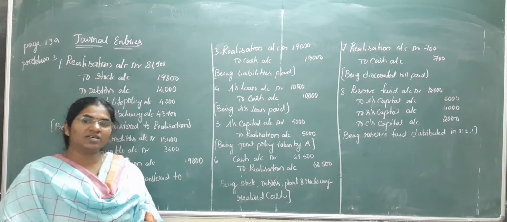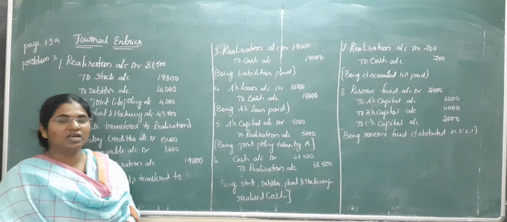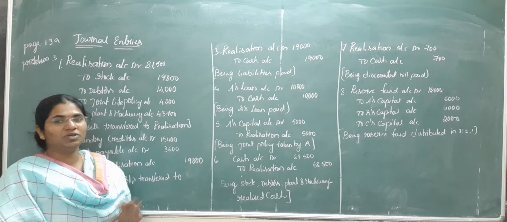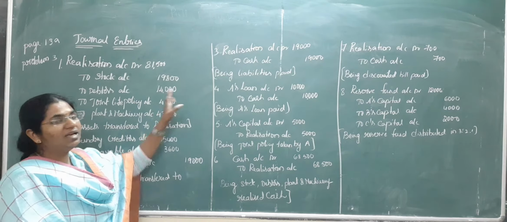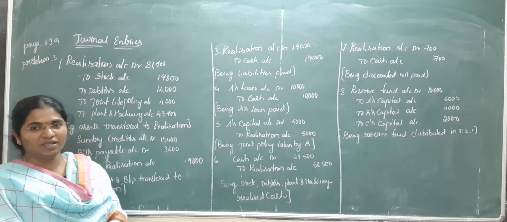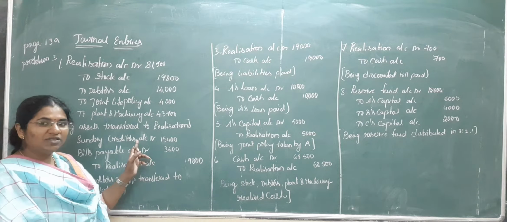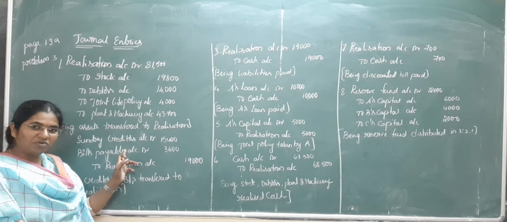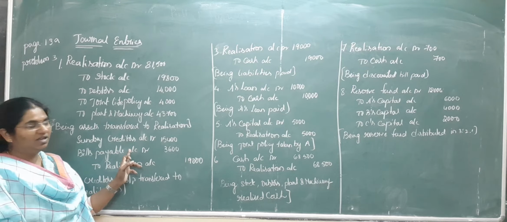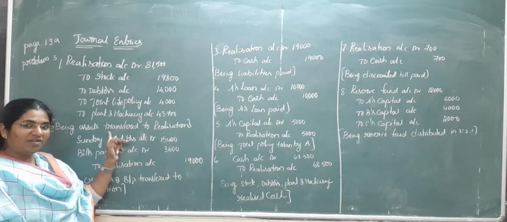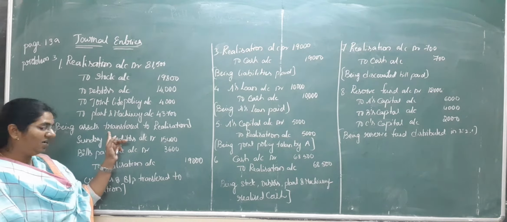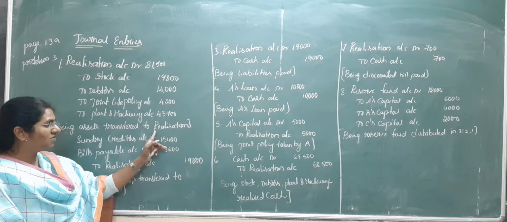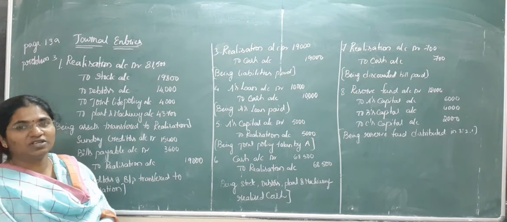Whatever assets are on the asset side of the balance sheet other than the bank balance, we transfer them to realization account. This realization account is a nominal account, and it will indicate whether the partnership earned profit or losses. The narration we wrote here is: being assets transferred to realization account.